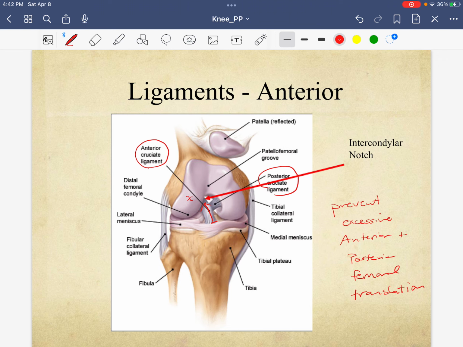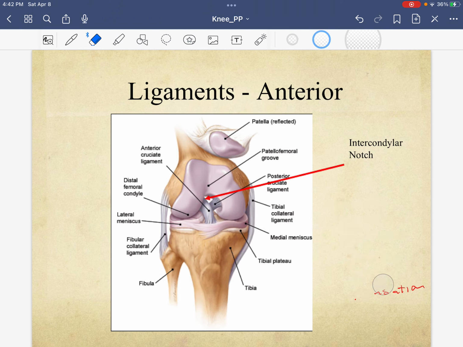We expect a little bit of give as we move around. The femur might slide a little bit anteriorly or posteriorly on the tibia, but we don't want excessive movement. This will make more sense when I bring in the model. All right, really important. We'll talk more about ACL tears later, but super important there.